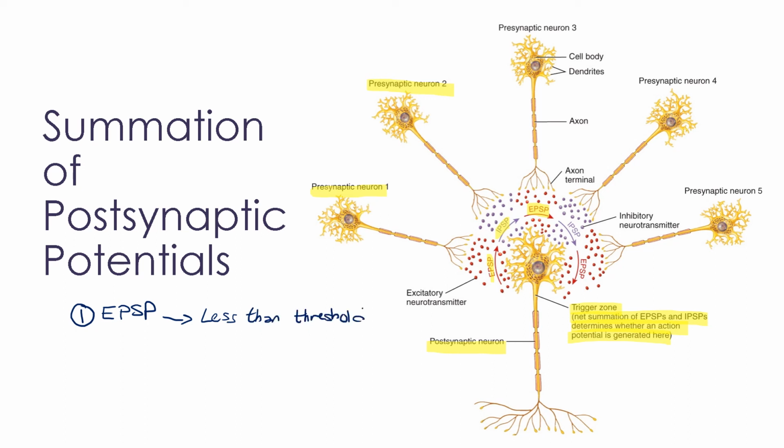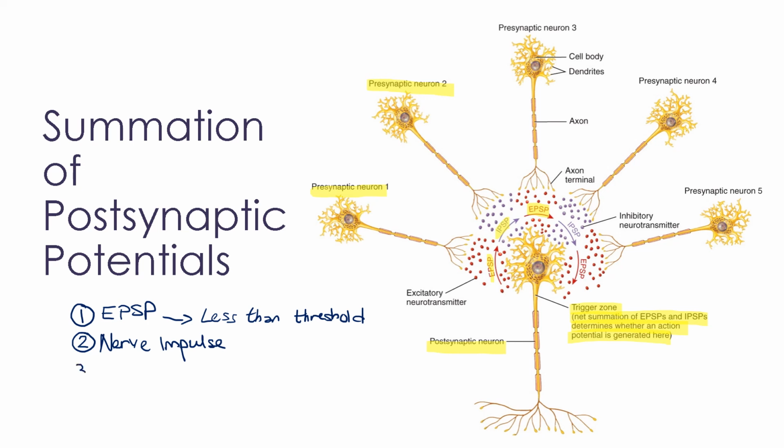So it's just an excitatory graded potential at this point. The second response that this postsynaptic neuron could have would be a nerve impulse or an action potential. So this is where the total excitatory effects are greater than the total inhibitory effects, and also threshold is reached. So this results in an action potential being generated.